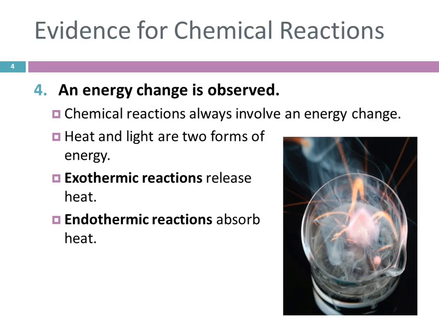And the last piece of evidence is an energy change. Chemical reactions always involve an energy change, but sometimes it's too subtle for us to notice just with our five senses. Heat and light are two forms of energy, and those are the two that we're most likely to observe. We have terms for these reactions: exothermic and endothermic. And here those prefixes have significance.